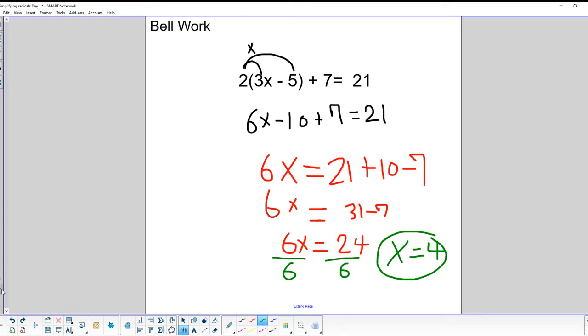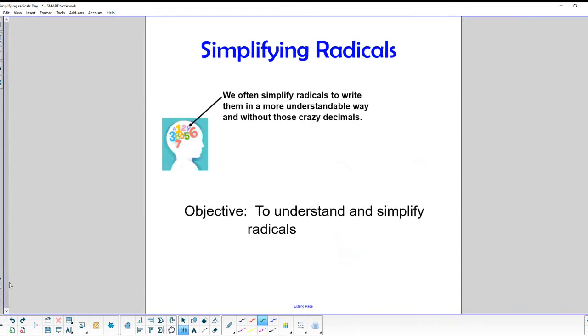All right, so we just wanted to review these from time to time so you don't forget how to do them. Today we're going to talk about simplifying radicals. We often simplify radicals to write them in a more understandable way and without those crazy decimals. We mentioned before that if you take the square root of something like 2, you end up with a decimal that goes on forever and never repeats or terminates, and it's irrational. Well, we want to find a different way to write those so that we don't have to write those decimals, but we can write it in a more understandable and simple way.